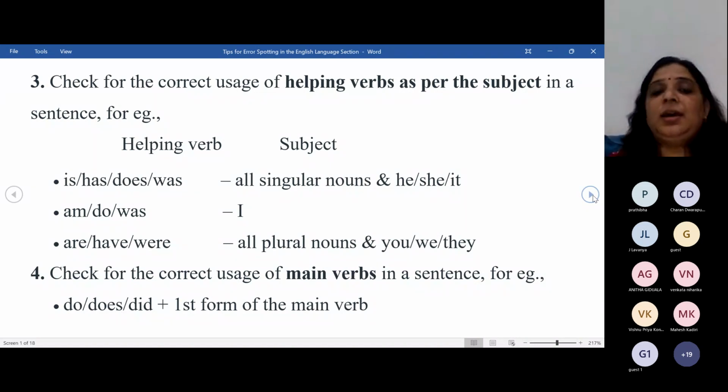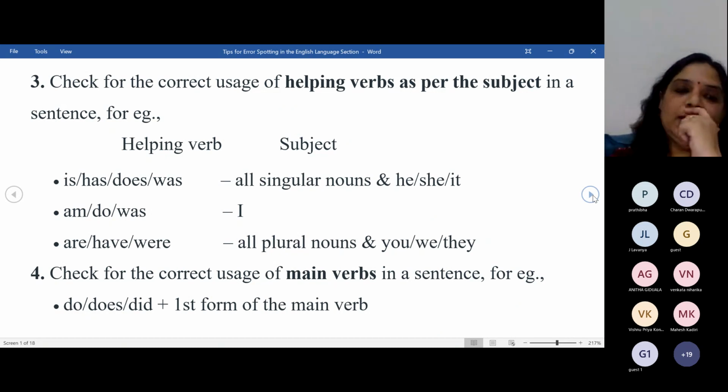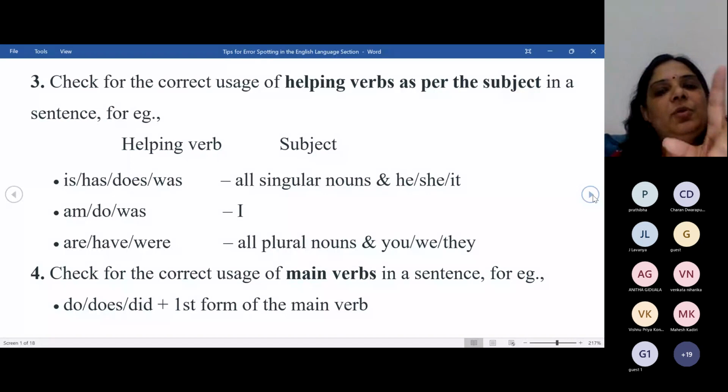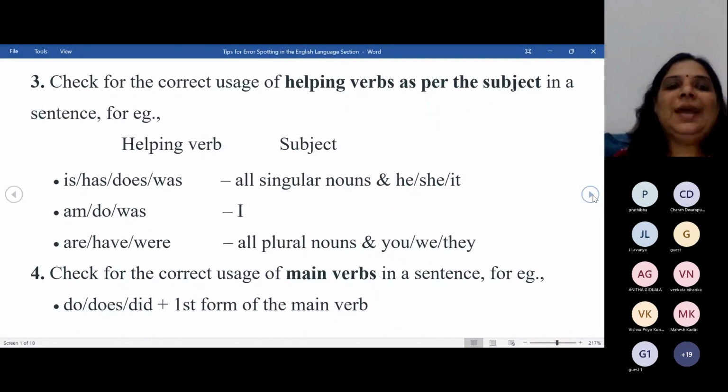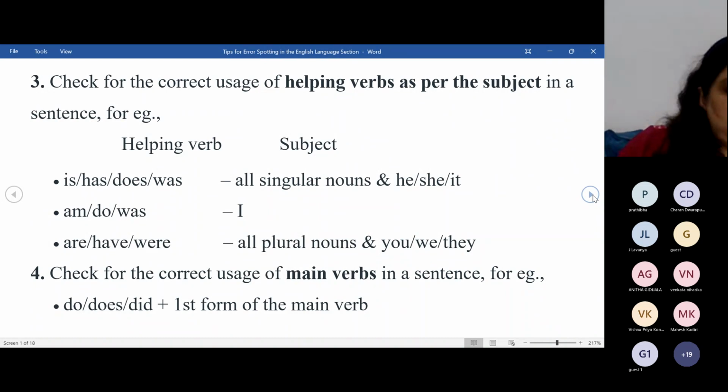Again, in your verbs also, in your tenses, you have your present, past, future, and then in the present, you have your present continuous, present perfect, past continuous, past perfect, then the same thing with the future. So you have to see which is the tense, okay? That's very important. So if all the nouns are singular, the helping verb is, has, does, was, what happened?